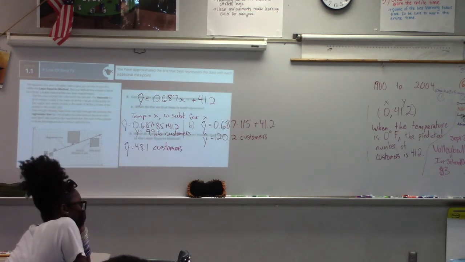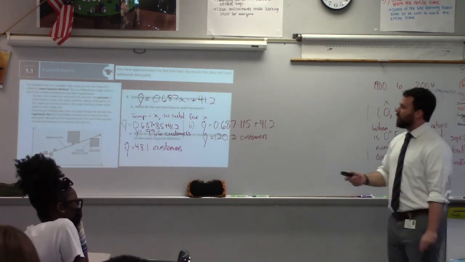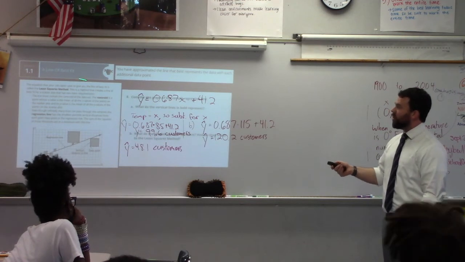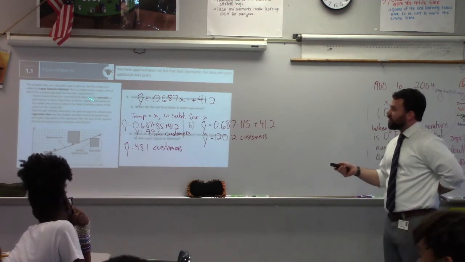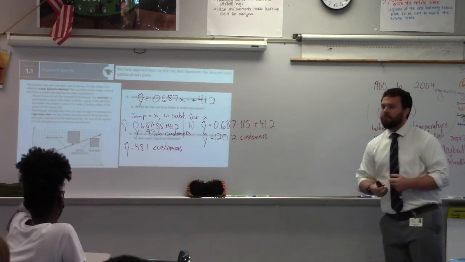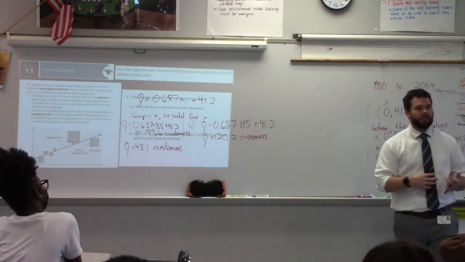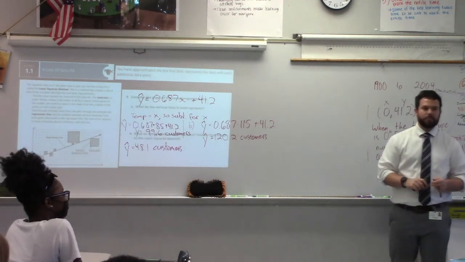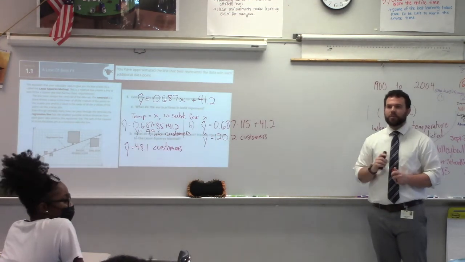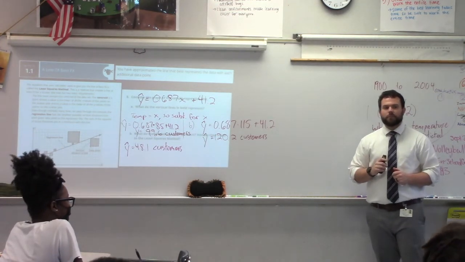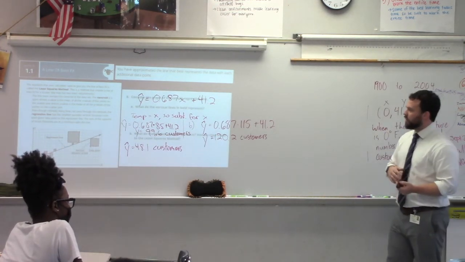Okay, so this is what we did. We're not going to stress about this. This is the book just explaining the least squares regression line, but we've already done this. Hey, Ezra, you should calm down, buddy. We've already done the least squares regression line, and we did it on the calculator.